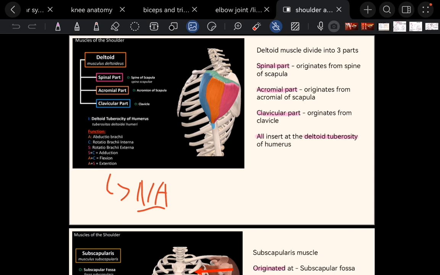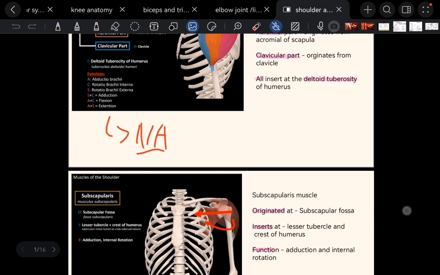First, the deltoid is made up of three parts. You've got the spinal part, the acromial part, and the clavicle part. The spinal part originates from the spine of the scapula. The acromial part originates from the acromion of the scapula, and the clavicle part originates from the clavicle, okay? All three of these form the deltoid muscle and insert at the deltoid tuberosity of the humerus.